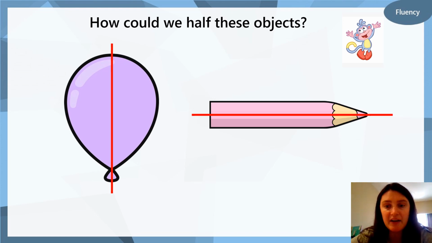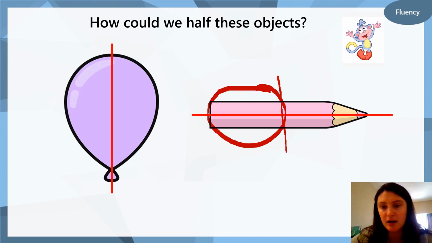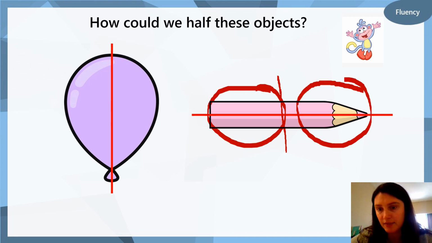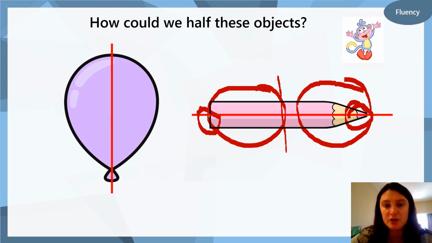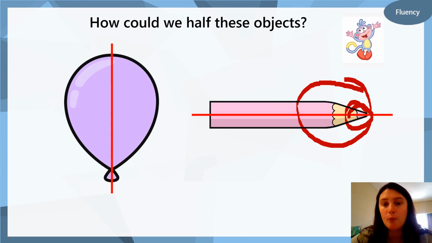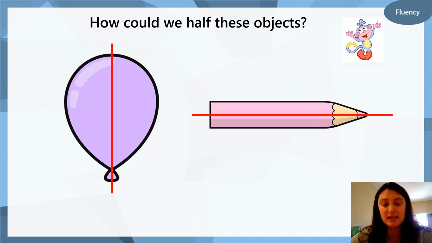That's right, we will half the pencil going across. That way, the top and the bottom of the pencil are the same shape and size. If we were to half the pencil going down, this side is not the same as this side. Look, on this side there's a pointy bit and on this side there's no pointy bit. So we need to make sure when we are halving things that they are both the same size after they're halved.